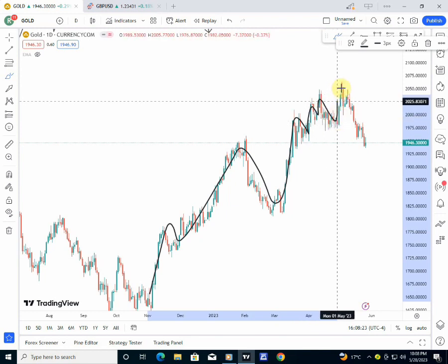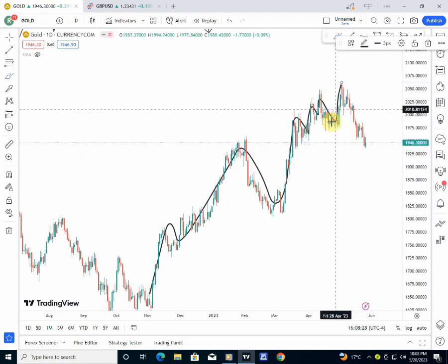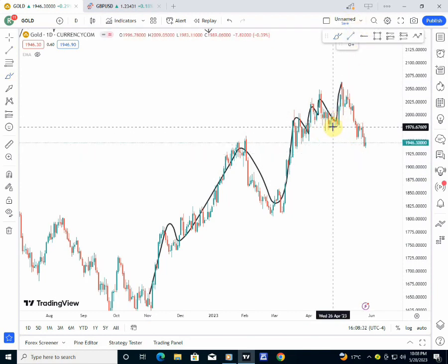Then the uptrend seems like it ended. So what do you want to see? You want to see the market closing below our last low here. If the market can close below our last low here, we're going to look for an entry.